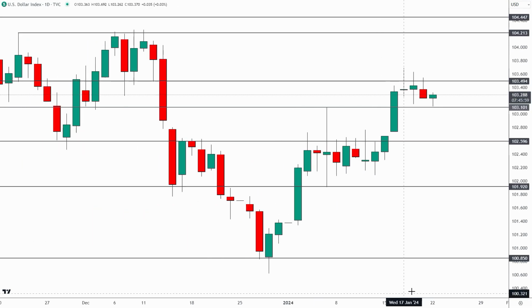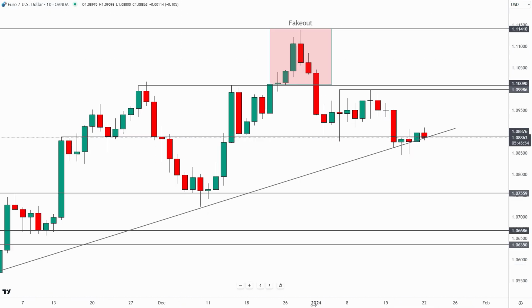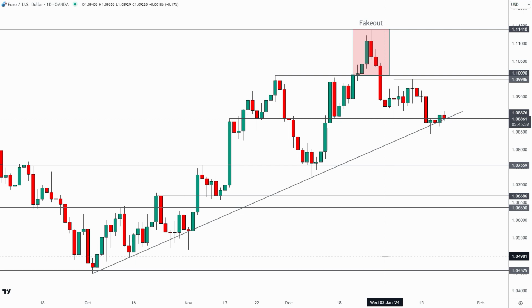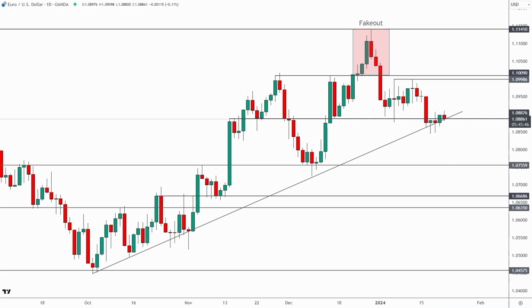So if the euro has any chance of reaching back toward 110, okay, it has to occur with the DXY below 103.50. Because if we see the DXY break above 103.50 up here and target 104.20, then you've got the euro trading well below this area.